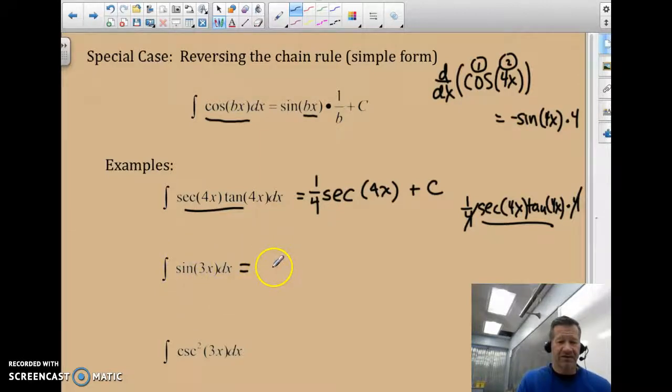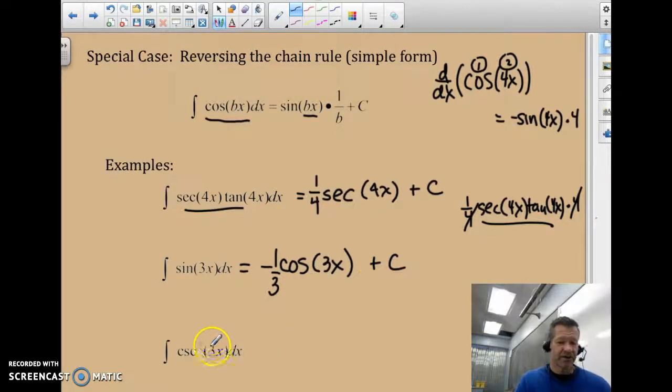Antiderivative of sine, that would be the negative cosine of junk divided by the derivative of the junk, which would be dividing by 3, so negative 1/3, and then plus c.